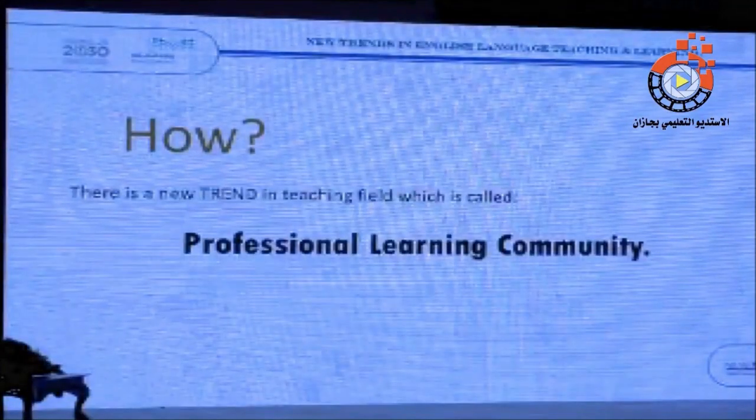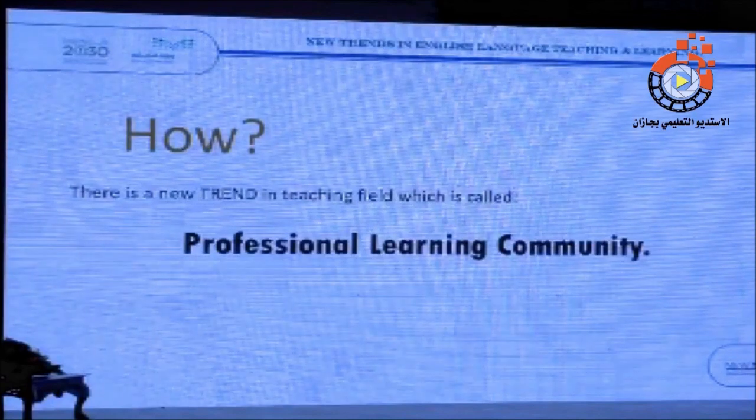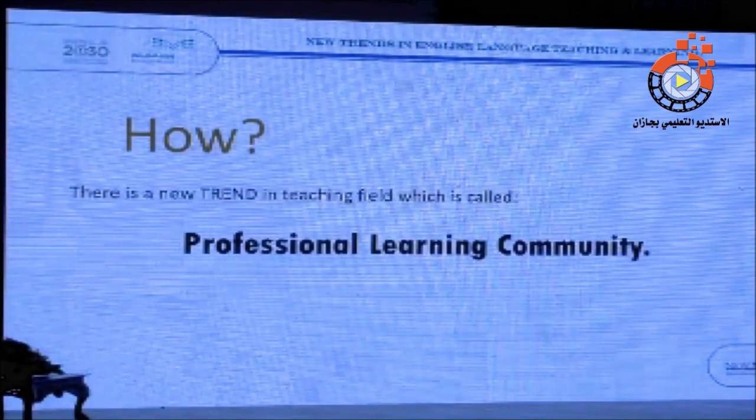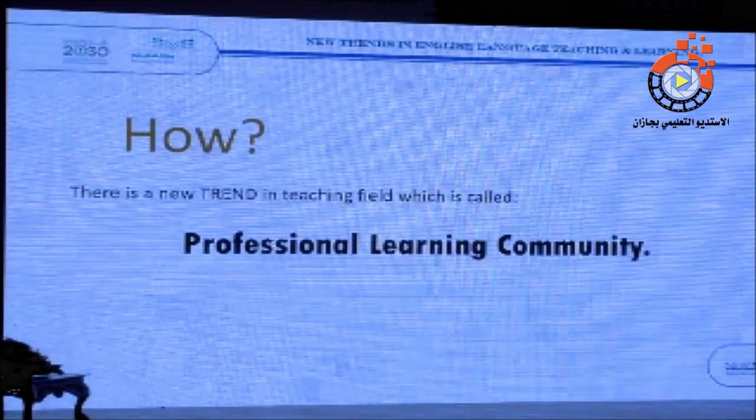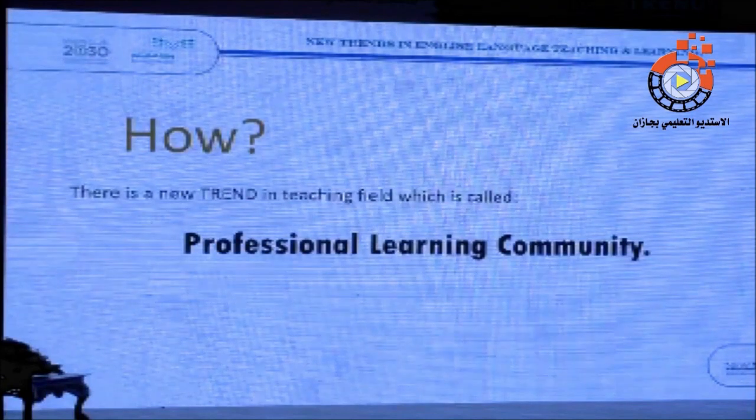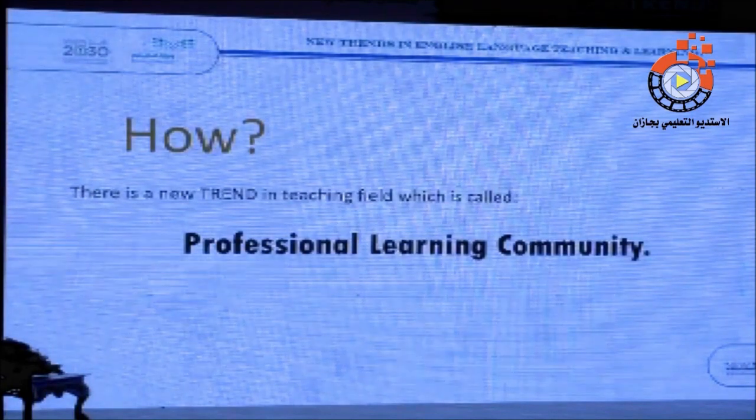Yes, there is something called professional learning community. Everybody, I think, since yesterday have heard about this in between the words of the speakers. They said about it, about enlarging your knowledge, enlarging your skills, enlarging your abilities to do your job as an English teacher.